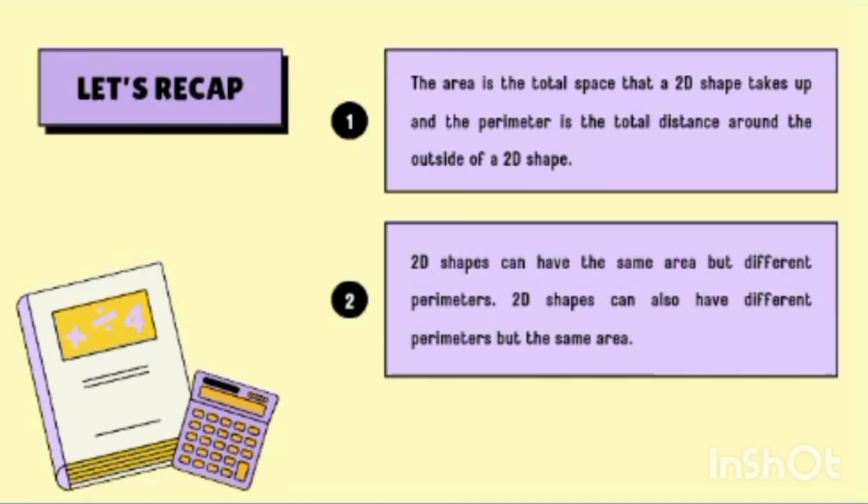Next we have the recap. Let's recap. The area is the total space that a 2D shape takes up, and the perimeter is the total distance around the outside of a 2D shape. 2D shapes can have the same area but different perimeter. 2D shapes can have different perimeter but the same area.